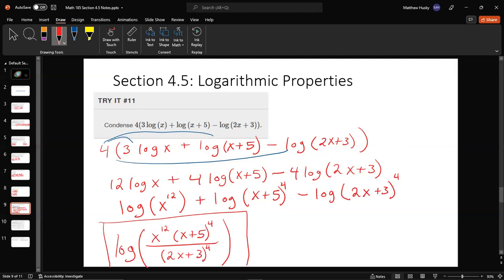So when you are condensing, you pull the powers in first and then do the part involving the adding and subtracting, which is the opposite of how it works when you're going the other direction.